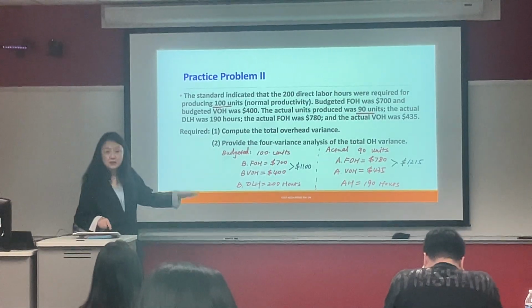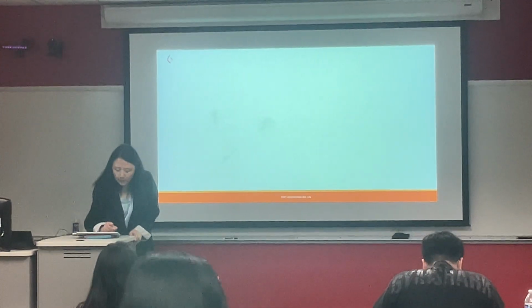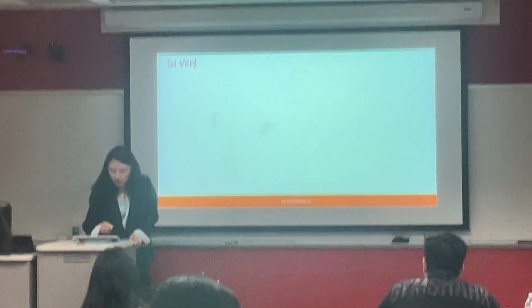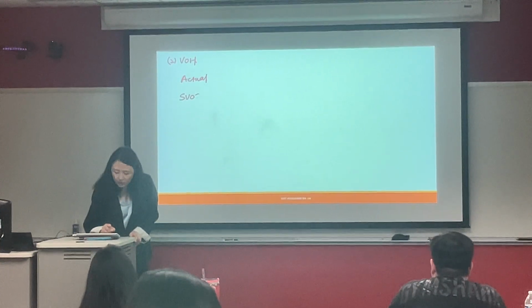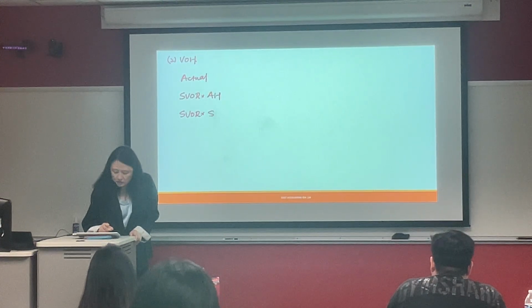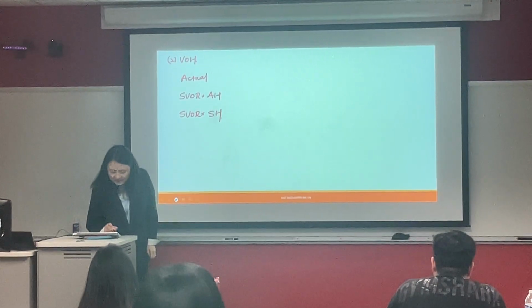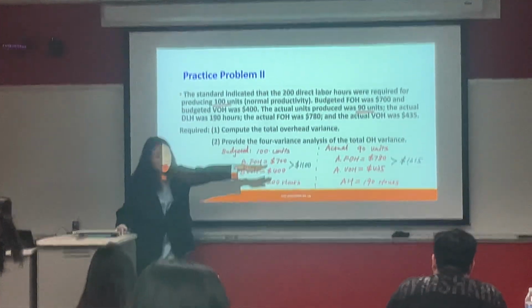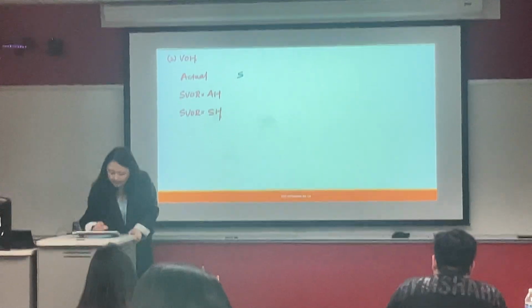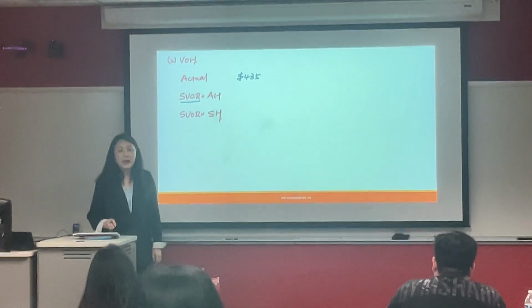All right, second part, let's do the decomposition of the variance. I'm going to do variable overhead first. So for variable overhead, we have actual, then we have SVOR times AH, and then we have SVOR times SH. Now, a couple of things. This is kind of difficult. The actual, we already know that. That's 435. So this is given. I'm going to put it here.